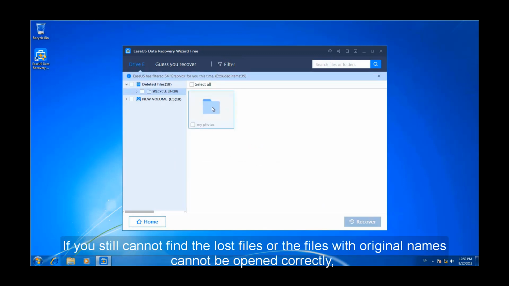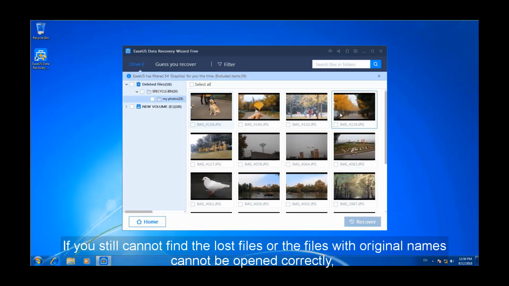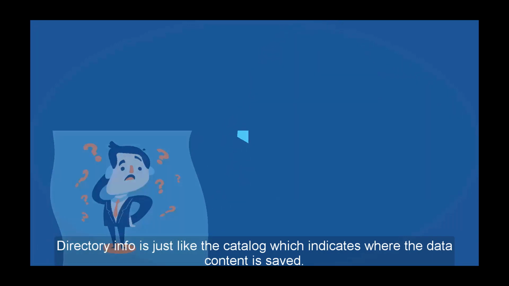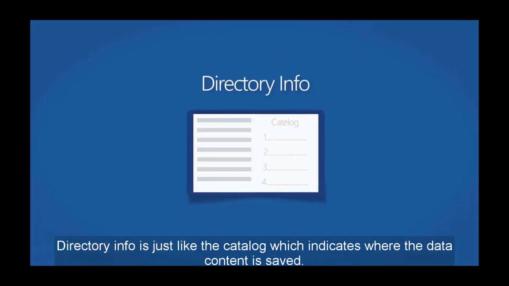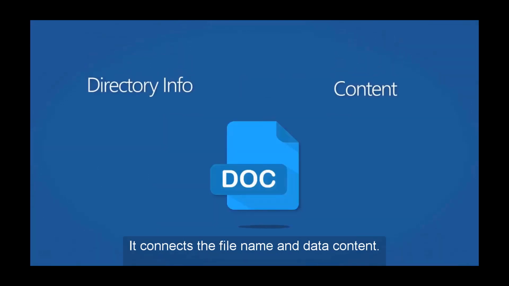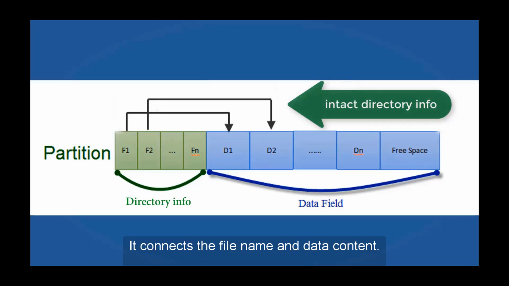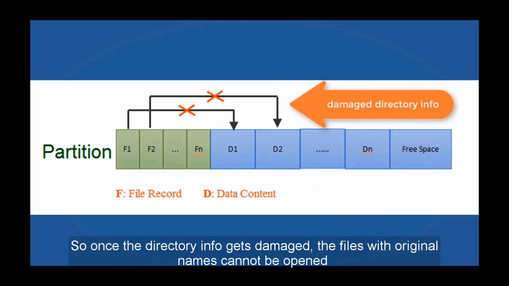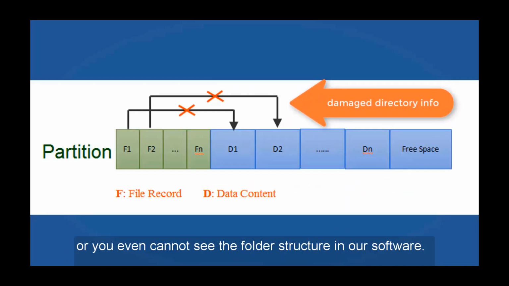If you still cannot find the lost files or the files with original names cannot be opened correctly, the directory info might have been damaged or overwritten. Directory info is just like the catalog, which indicates where the data content is saved. It connects the file name and data content. So once the directory info gets damaged, the files with original names cannot be opened, or you even cannot see the folder structure in our software.